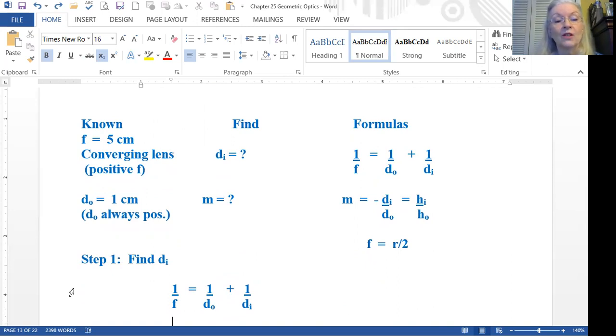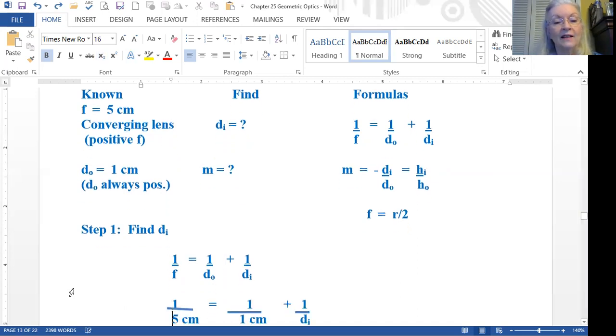We want to find the image distance and the magnification, and we have the same three formulas we've had before. 1 over F is equal to 1 over DO plus 1 over DI. M, the magnification, is equal to minus DI over DO, which is HI over HO, and F is equal to R divided by 2. So we have F and DO, we can find DI, from the formula 1 over F is equal to 1 over DO plus 1 over DI.